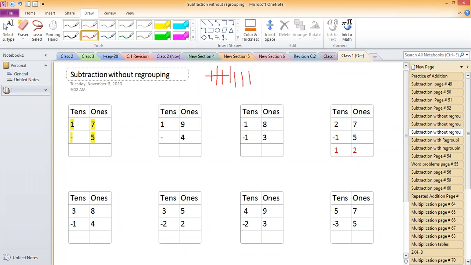1, 2, 3, 4, 5. How many lines are left? 2. So 7 minus 5 equals 2. You will write 2 here. 7 ones minus 5 ones equals 2 ones. Now, 1 minus 0. If you draw 1 line and cut 0 lines, 1 minus 0 equals 1. So this is 12. Very good, guys. All your answers are correct.